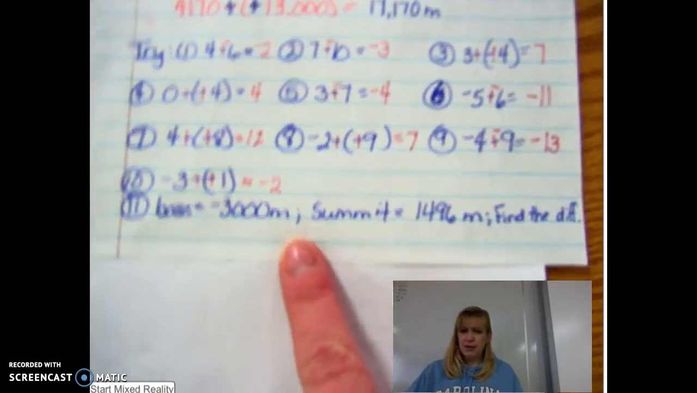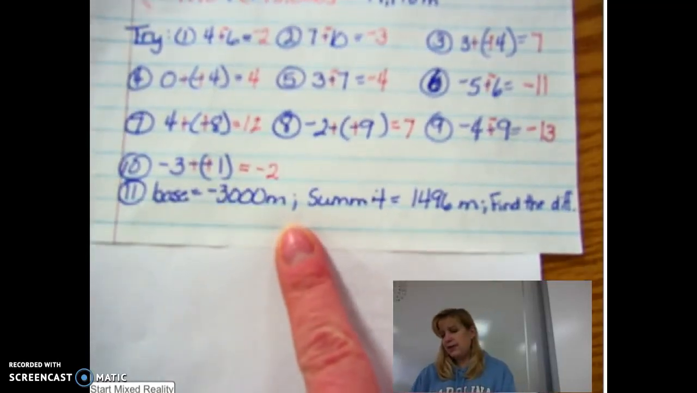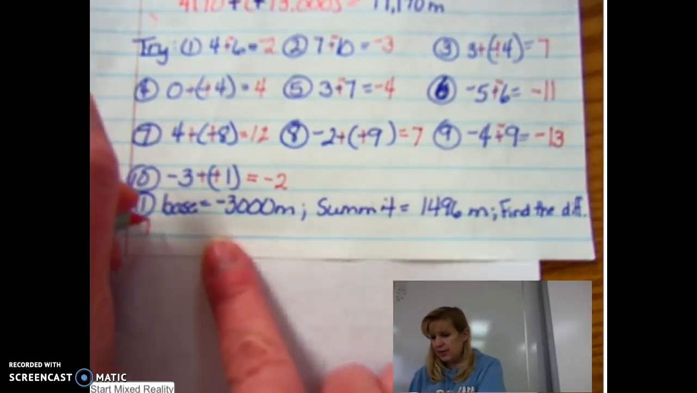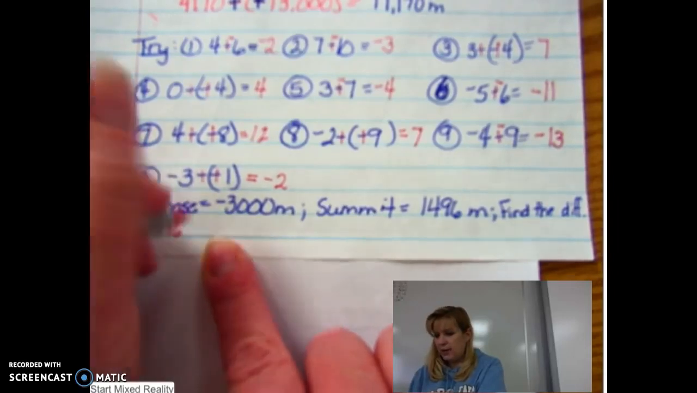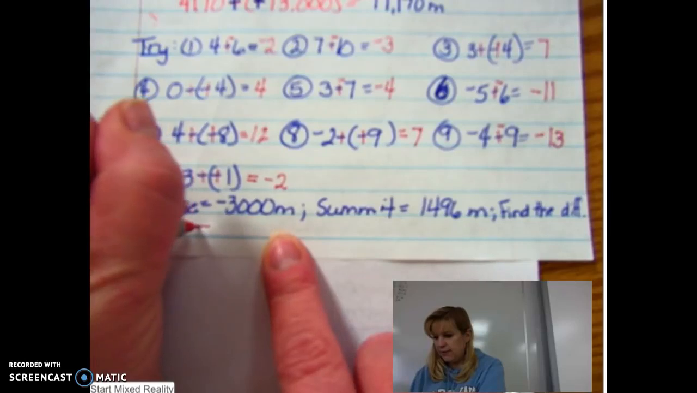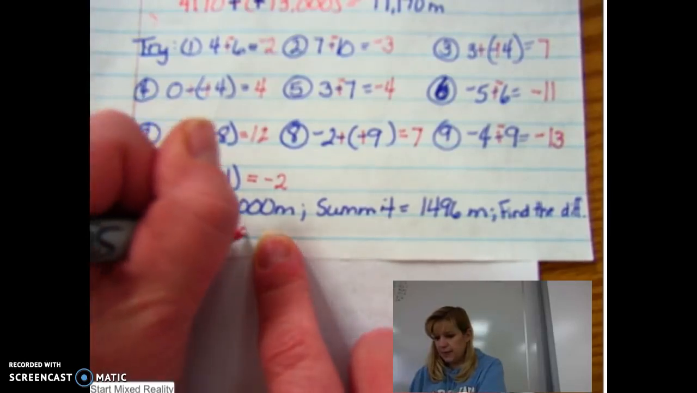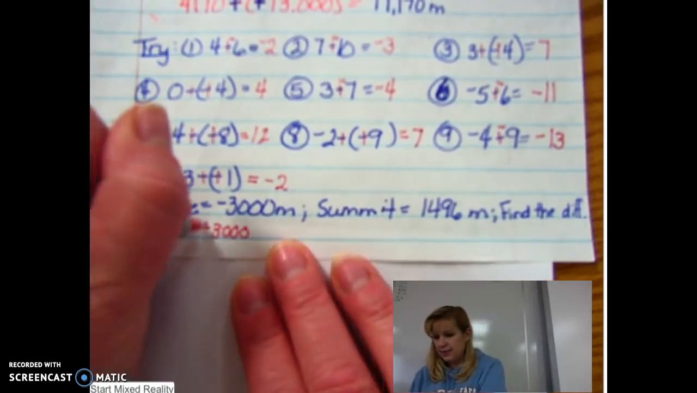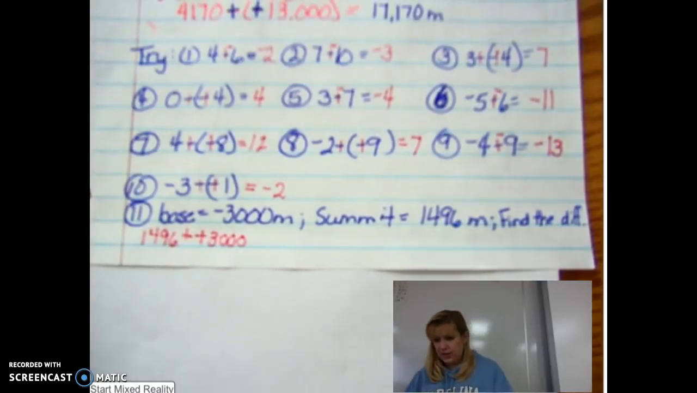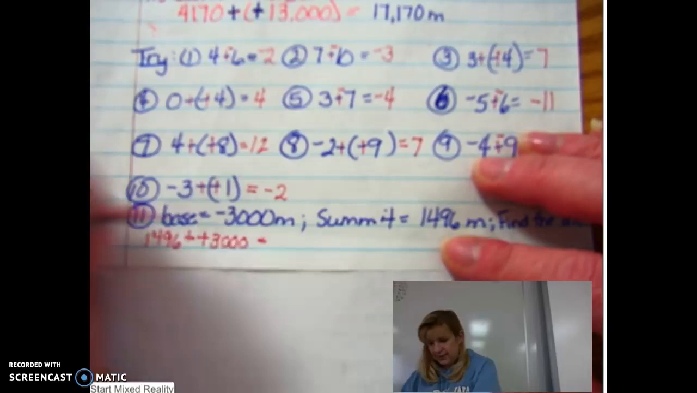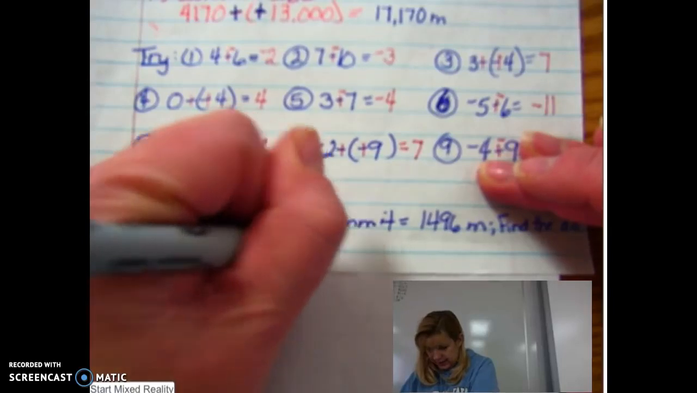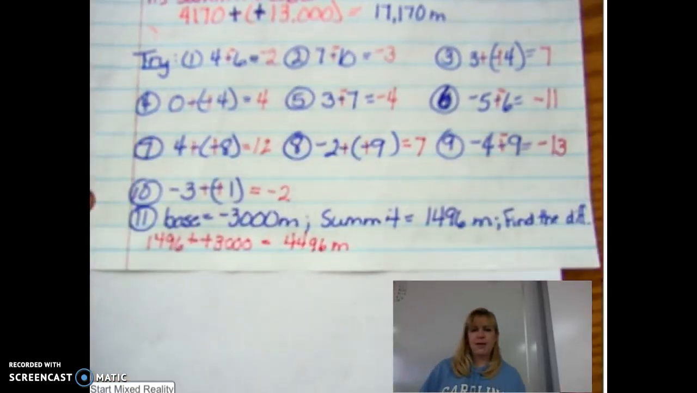So let's mirror this one like we did up at the top. We're going to find the difference between the summit and the base. So it will be 1,496, and we're going to subtract that from a negative 3,000. Okay, let's add that opposite. And we should get, you can almost do this one in your head, hopefully, 4,496 meters. So I know the double negative might cause you some issues.